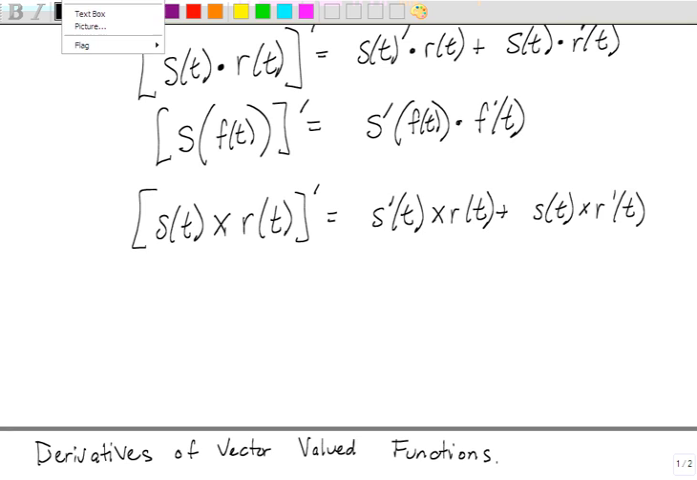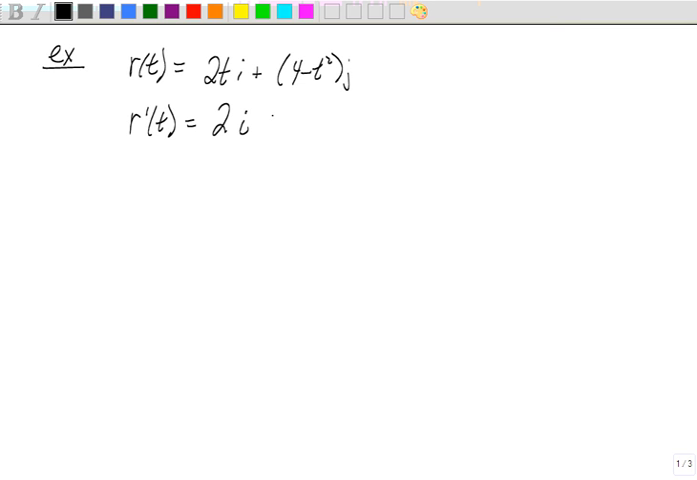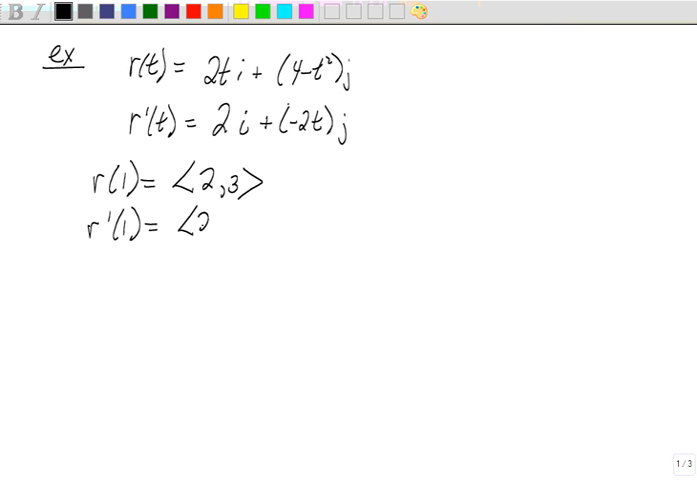So let's look at another example. We're going to graph these things. Let R of t be 2t i plus 4 minus t squared j. And then R prime is going to be 2i minus 2t j. And R of 1 is going to be the vector 2, 3. And R prime of 1 is going to be 2, negative 2. Remember, the domain is real numbers and the range are vectors.